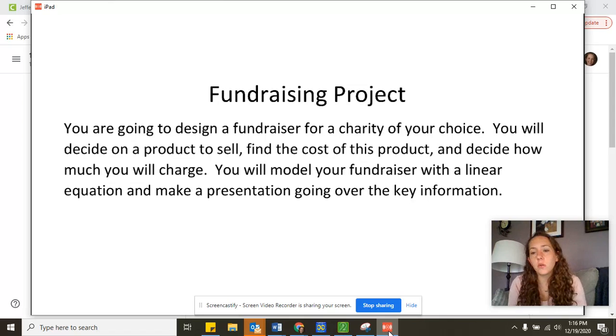So you are essentially going to design a fictional fundraiser. You're gonna find a product, figure out how much to sell it for, and decide how much you want to charge, and you will model your fundraiser with a linear equation and make a presentation over it.